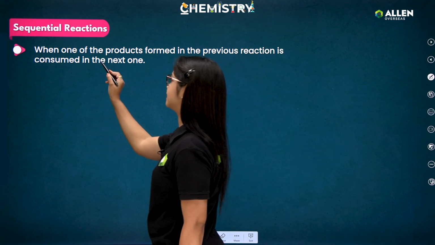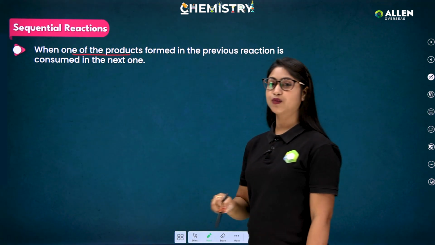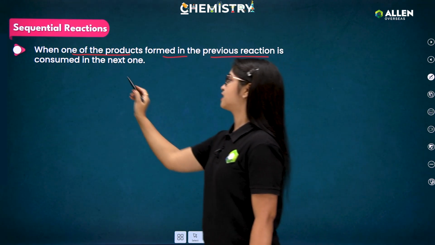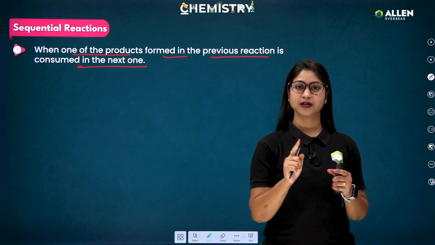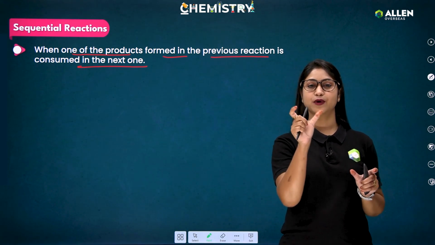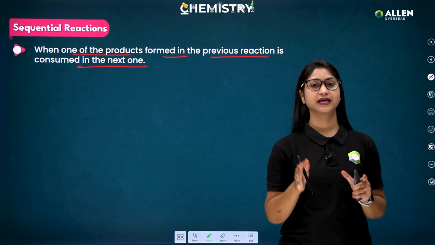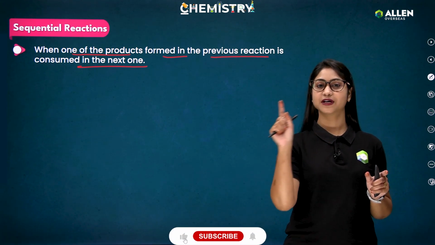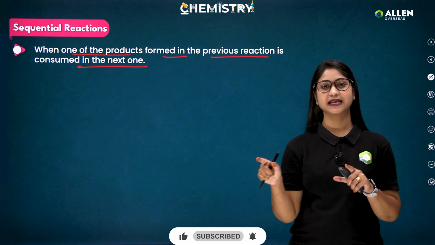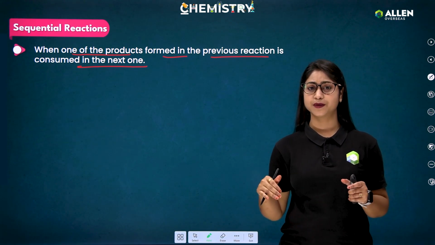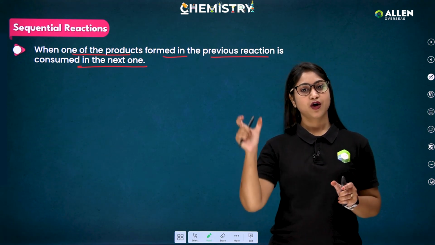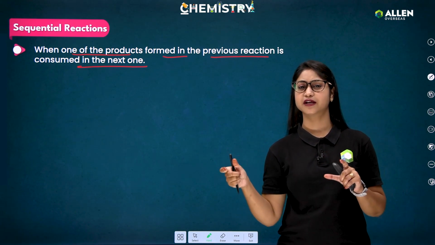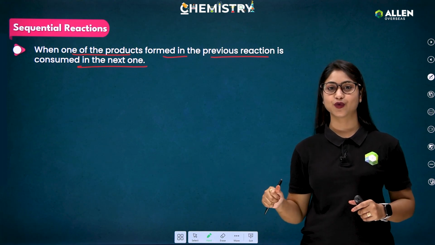Sequential reactions are when you have 2 or more reactions and one of the products formed in the previous reaction is consumed in the next one. As the name suggests, sequential reaction means we will have more than one reaction, and these reactions will take place in a sequence. When the first reaction completes, then the second will start. When the second completes, then the third will start and so on. And one more important thing, the product of the first reaction will be the reactant of the second reaction. Similarly, the product of the second reaction will be the reactant of the third reaction and so on.